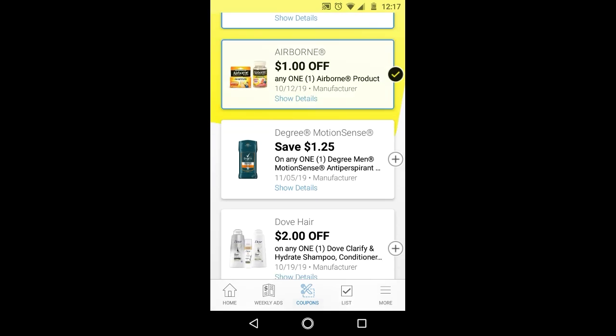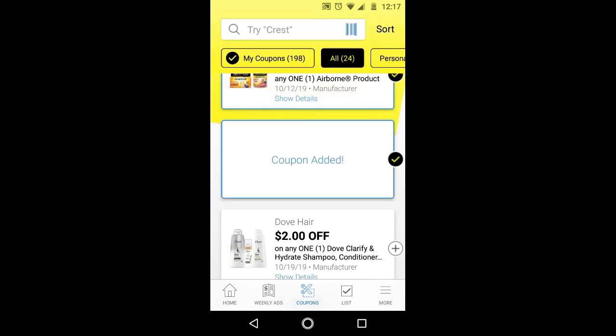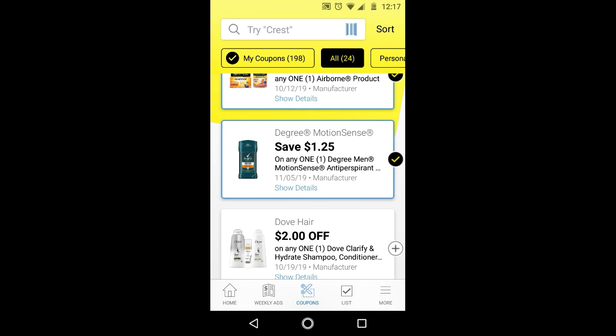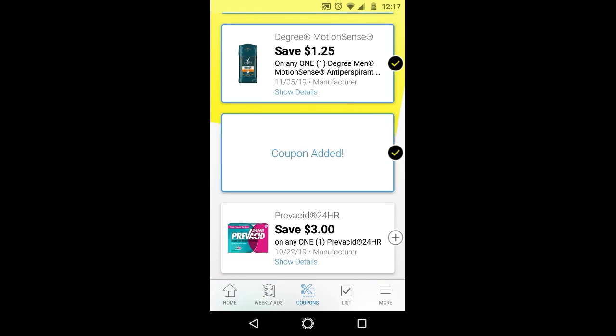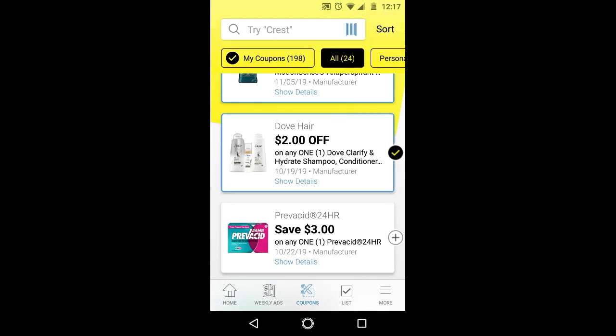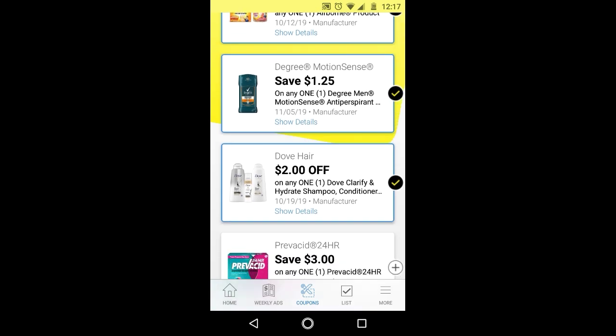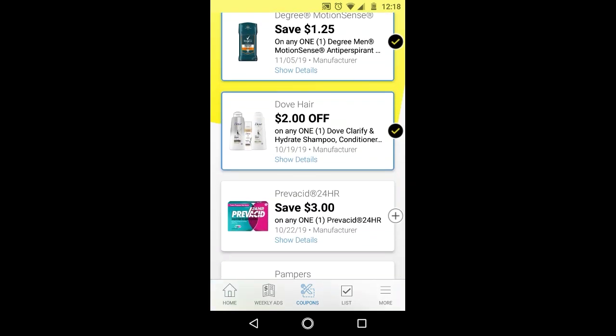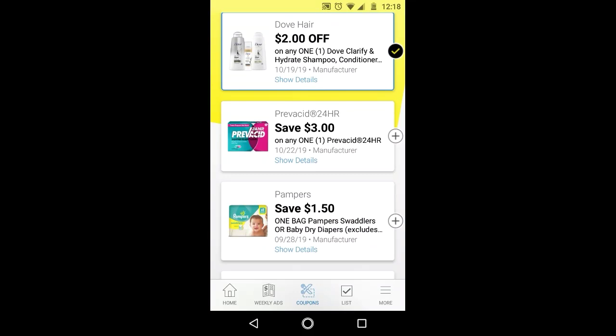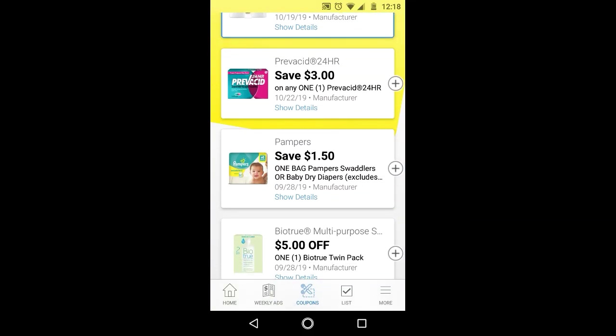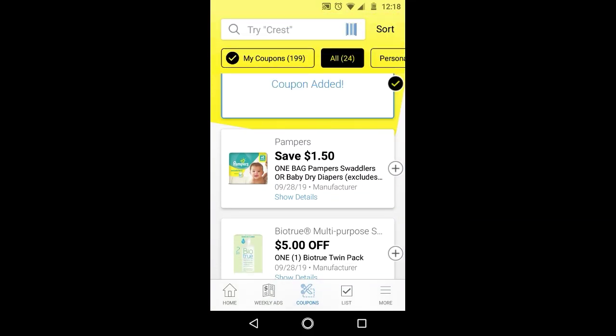And here's another Degree. And here's a Dove. So all of these will be included in the instant savings deal. When you spend $8, you save $2 instantly at the register. So I guess that's why they're giving us a lot of these Degree and Dove coupons. I'll clip just this one just in case.